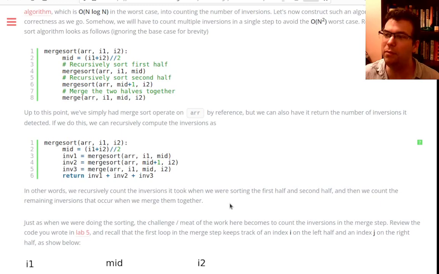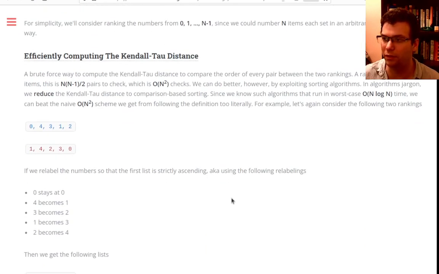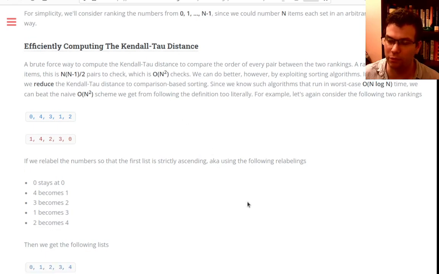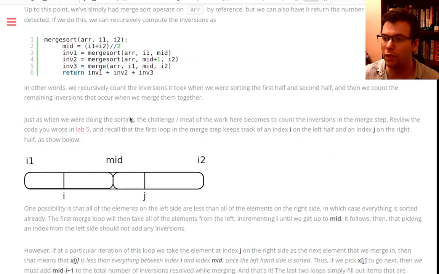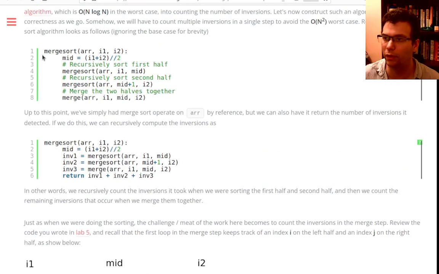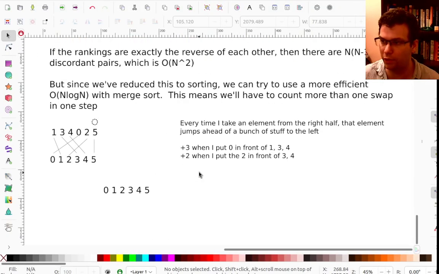All right, but the meat of it, most of it, is in computing the Kendall tau distance. So you do that with n squared first, and then you can do this reduction that I was talking about here with merge sort, where you keep track of the number of inversions as you're doing the merge, and then you add together the total number of inversions. All right? So here it actually gives you the pseudocode, and then I went through the example to show you when you actually count inversions in the merge sort.